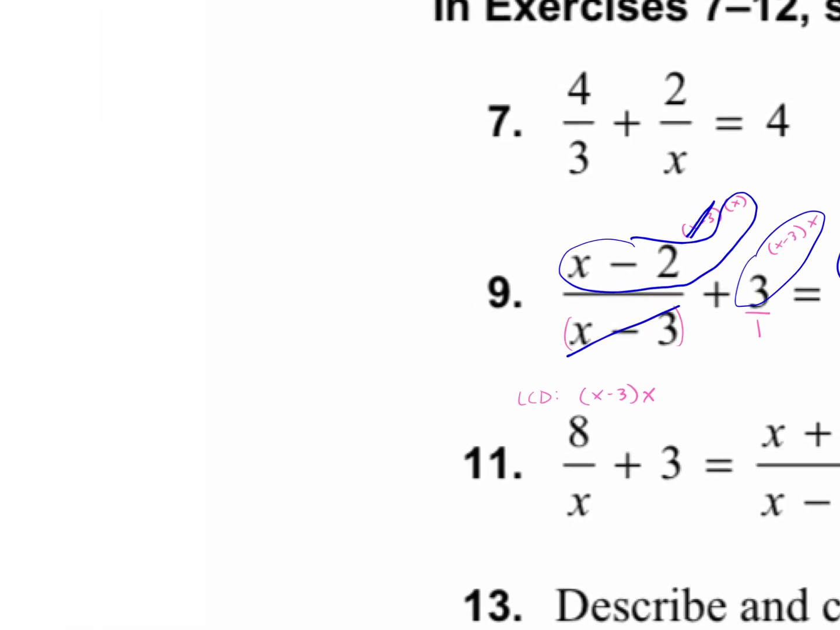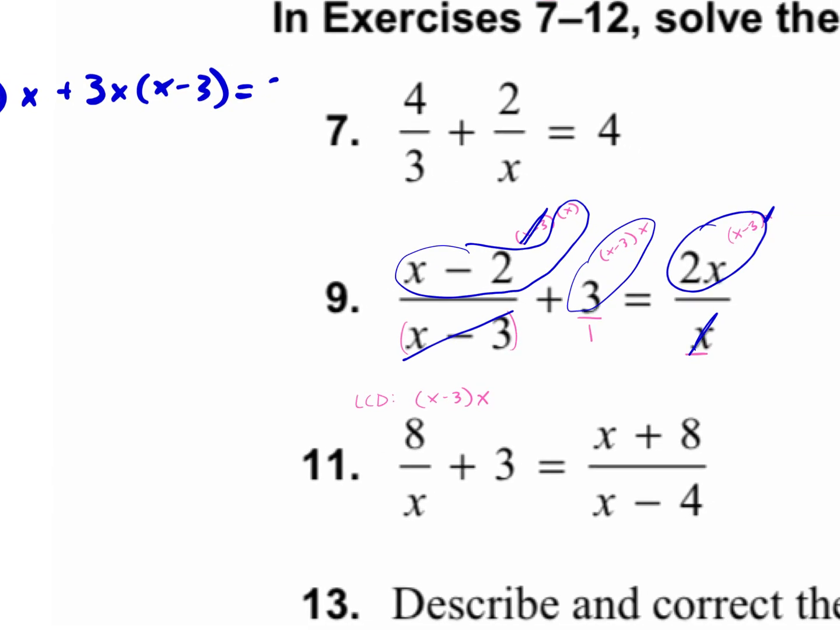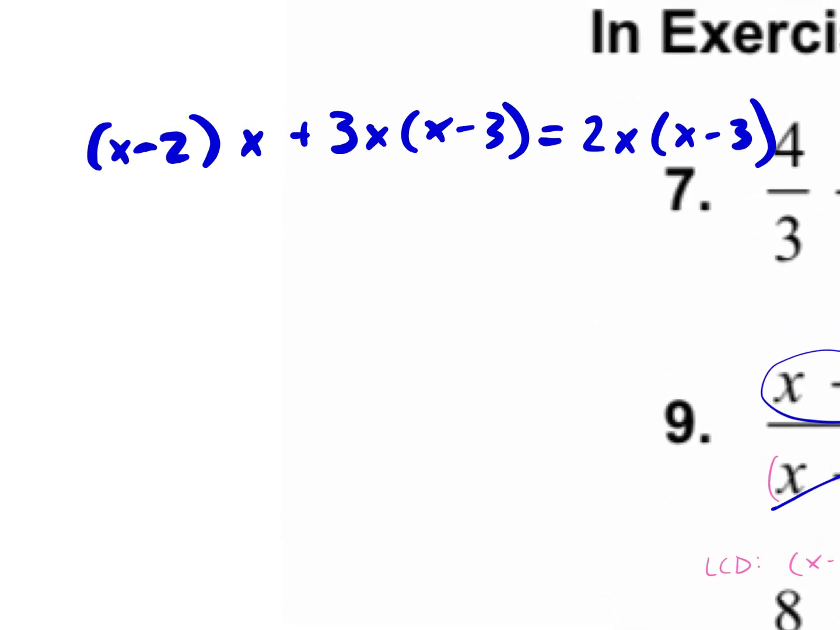So let's write that all out. So I have x minus 2 times x plus 3 times x minus 3. And that's equal to 2x times x minus 3. What would I do next? You would combine the like terms. Before I do that, what do I have to do? Distribute. Good job. So I got to distribute.